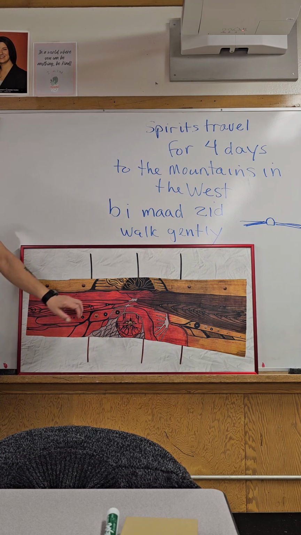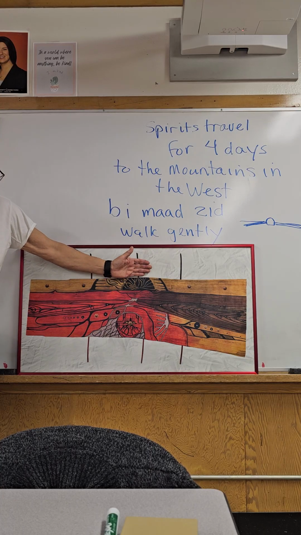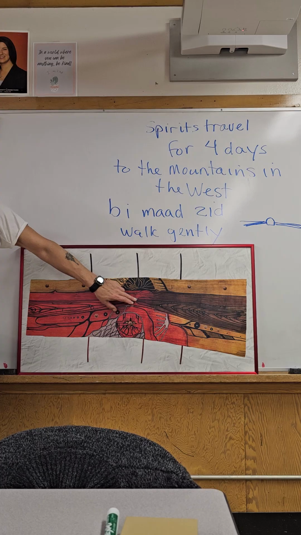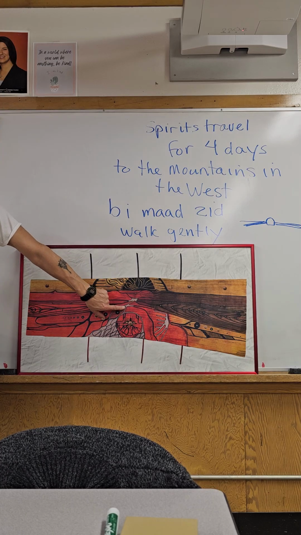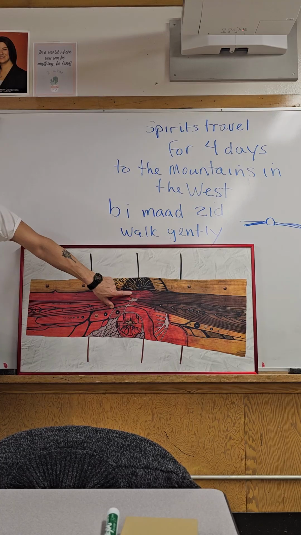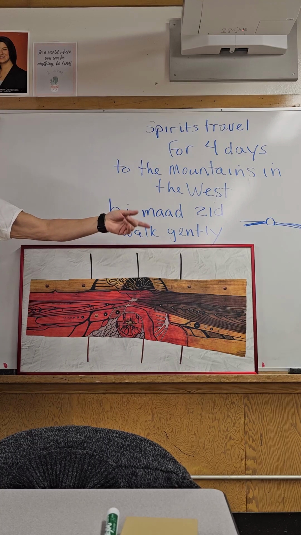We wait until sunset, and this is the setting sun here. So when the sun sets, it illuminates the pathway, and you can see it lighting up here. And then the spirits follow that pathway, and they work their way through the sunset and then through the western doorway.